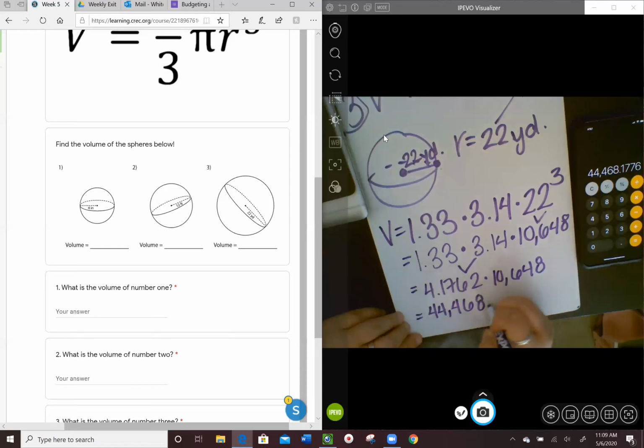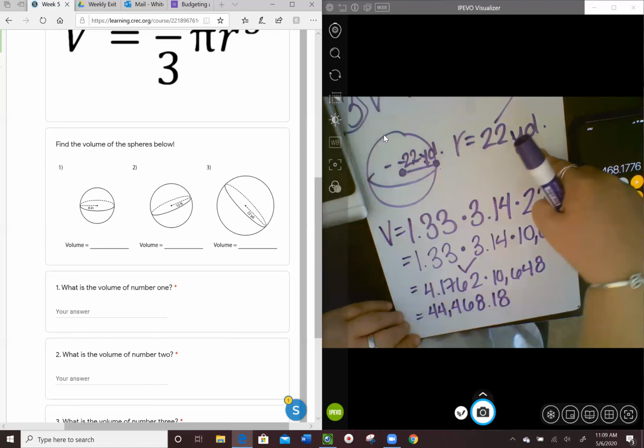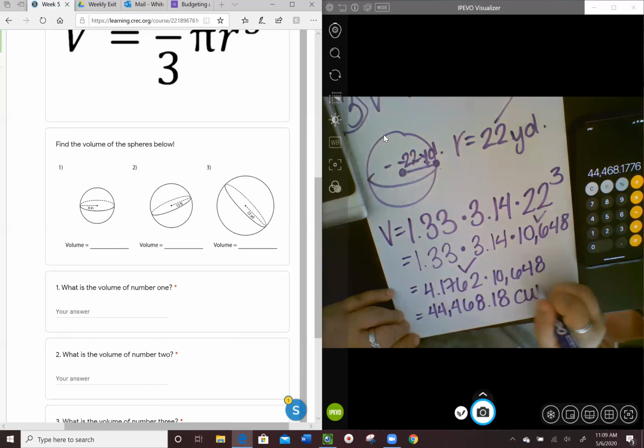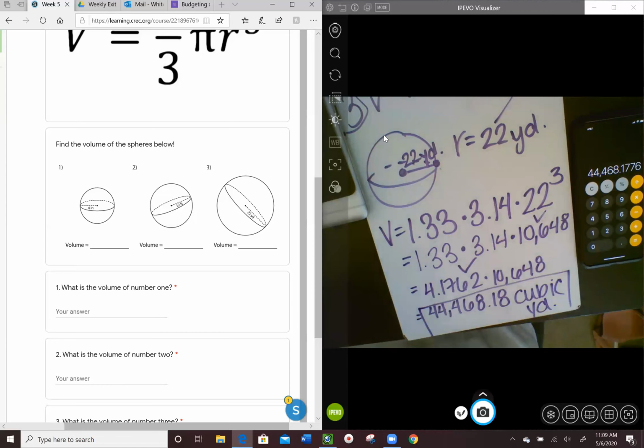Okay, and we get this big, huge number, big, huge sphere. Makes sense. Our original units were yards, so our final units are cubic yards. Okay. Any questions on questions 1, 2, or 3?